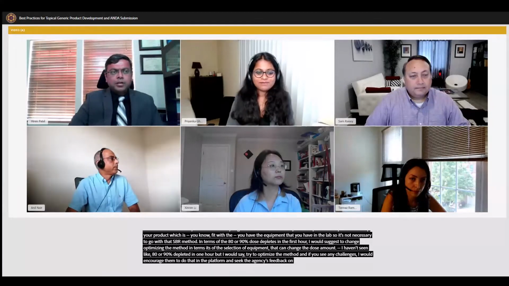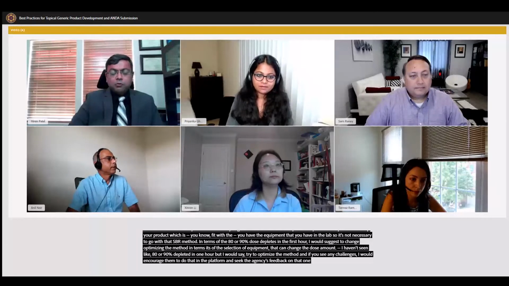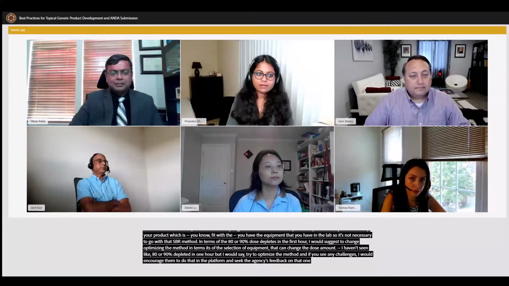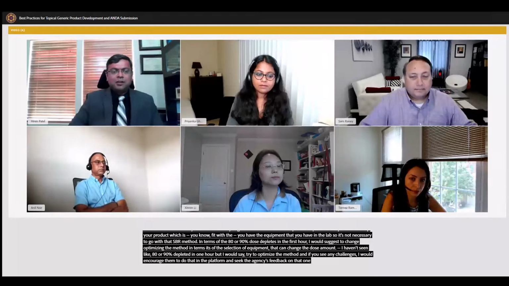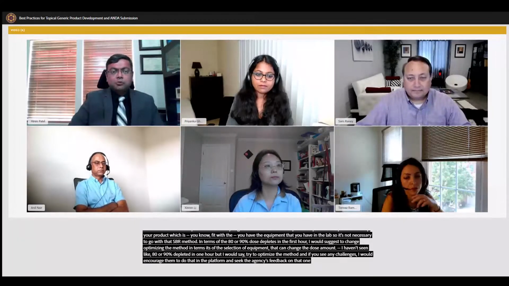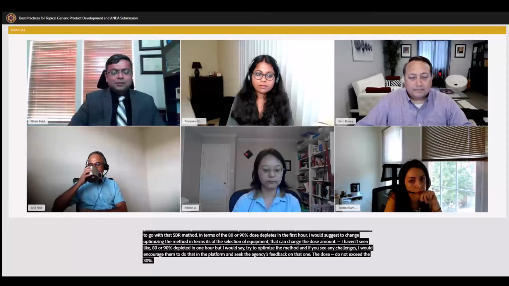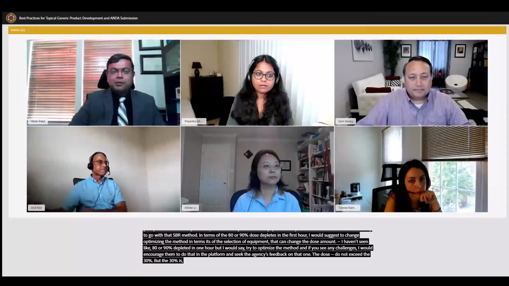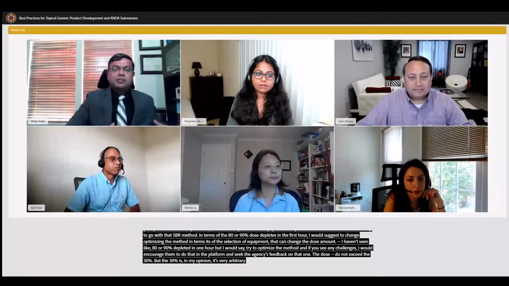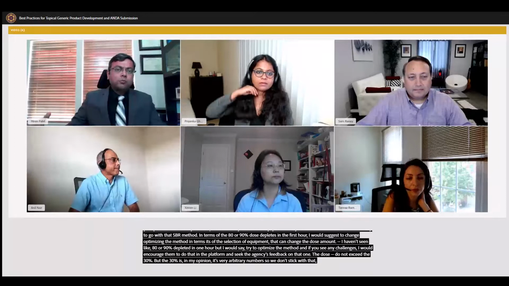In terms of the minimum dose depletion amount, we don't have any minimum requirement, that the dose depletion should be less or minimum this much, or any restrictions. So as per the Higuchi equation, there was one assumption that the dose depletion should not exceed 30%, but that 30% is, in my opinion, a very, very arbitrary number. So we don't stick with that. The dose depletion should not go beyond 30%.